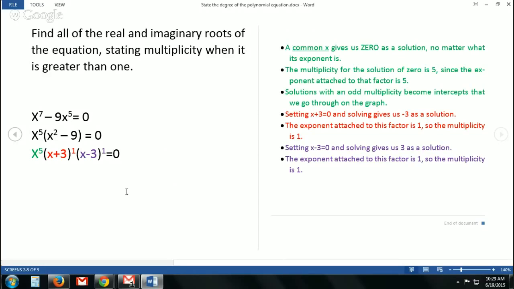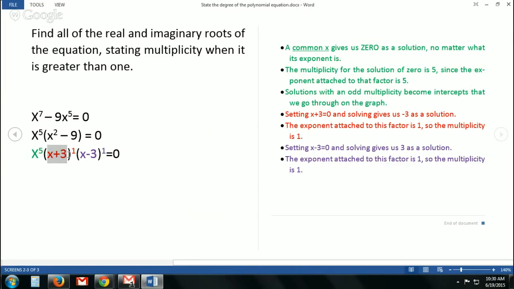Well, now that we've got it completely factored, we can find our solutions by setting each of the factors individually equal to 0. Anytime that you've got a common x, regardless of what exponent is attached to it, a common x will give you 0 as a solution. So x to the 5th is 0 as a solution or root. The multiplicity is the exponent that is attached to the factor. So for x to the 5th, the exponent is 5. That means 0 has a multiplicity of 5.